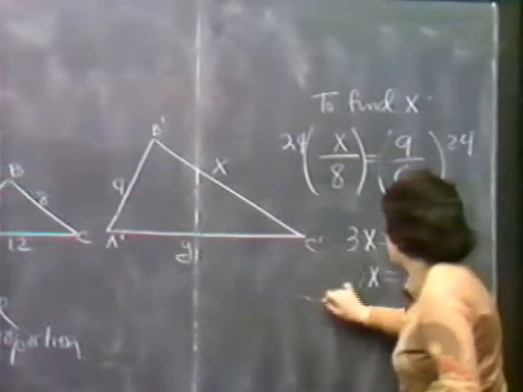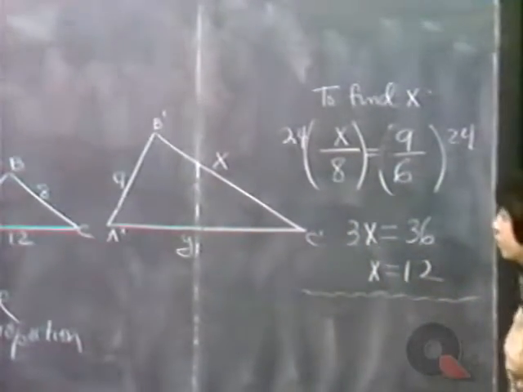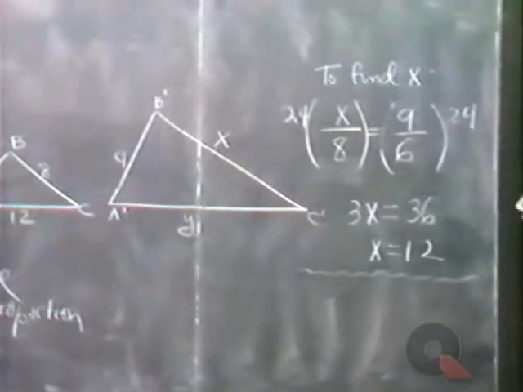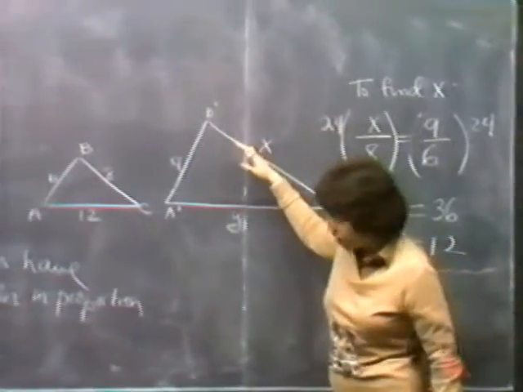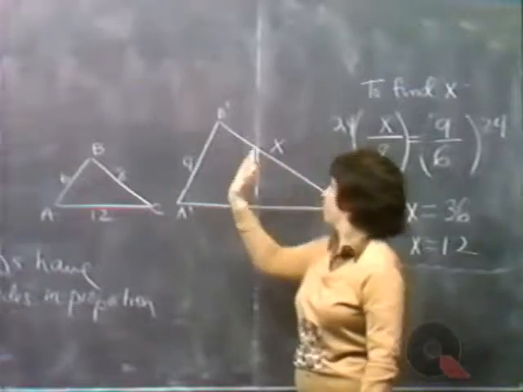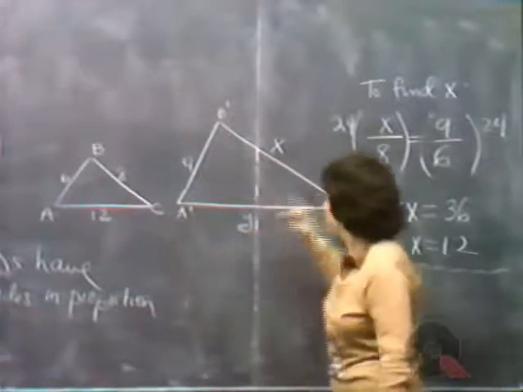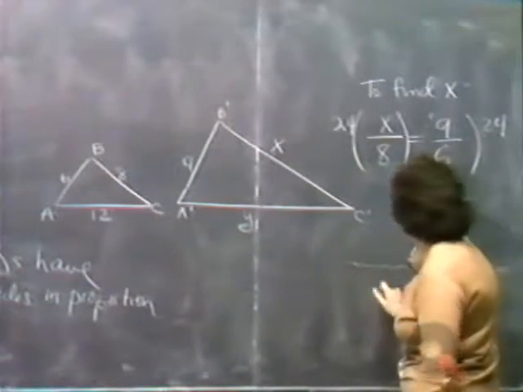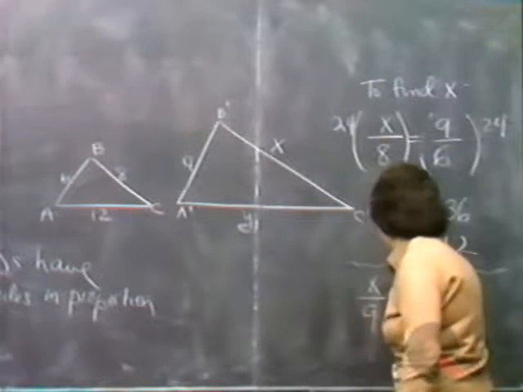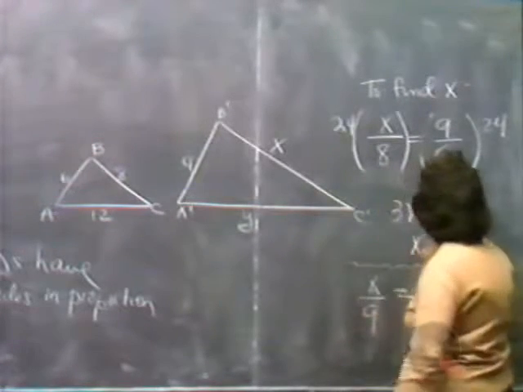Now, there is another way to set up the proportion. What we did is to go from this triangle to this triangle, and then from this triangle to this triangle. Instead, we could have said x is to 9 as 8 is to 6.